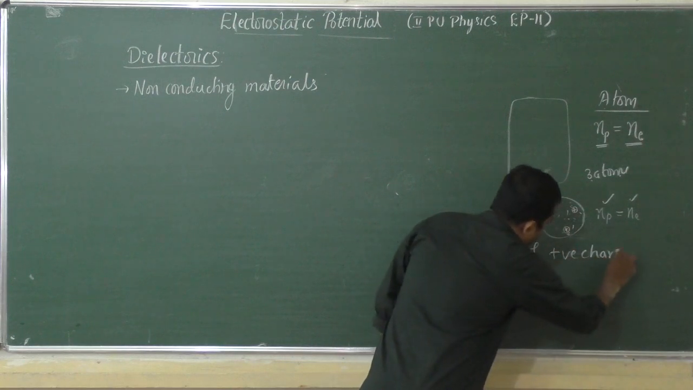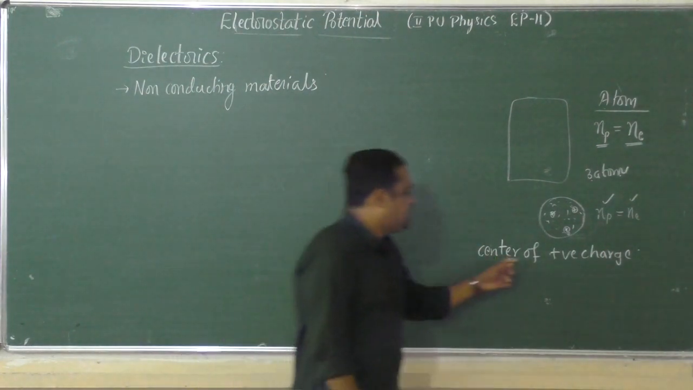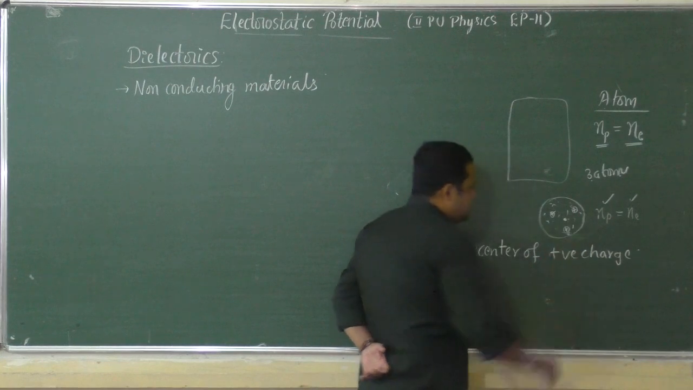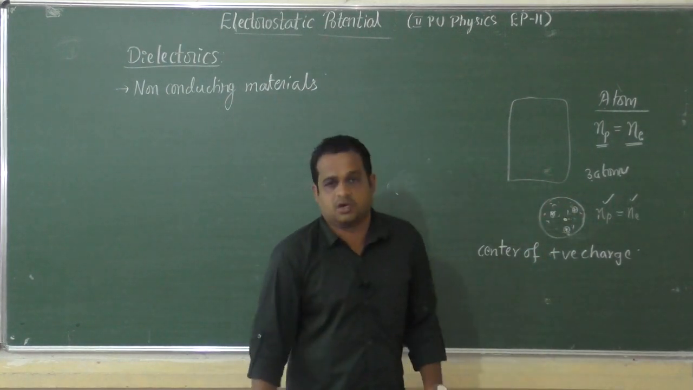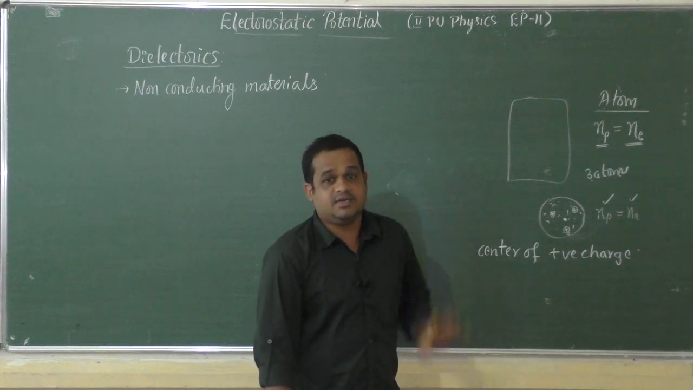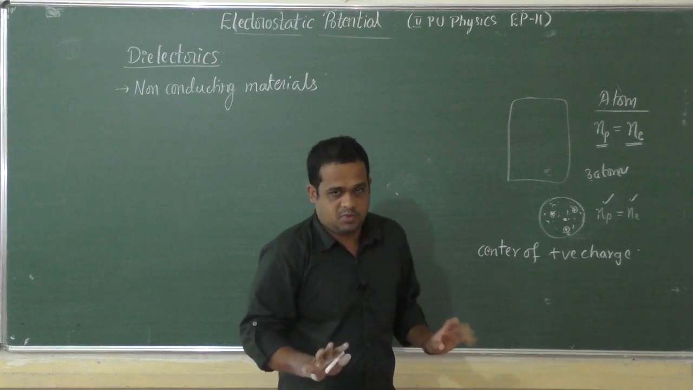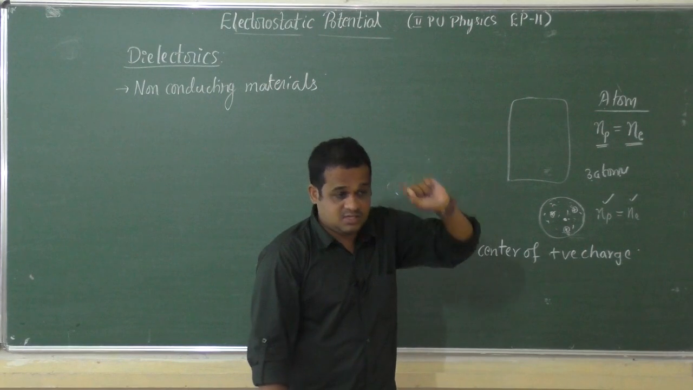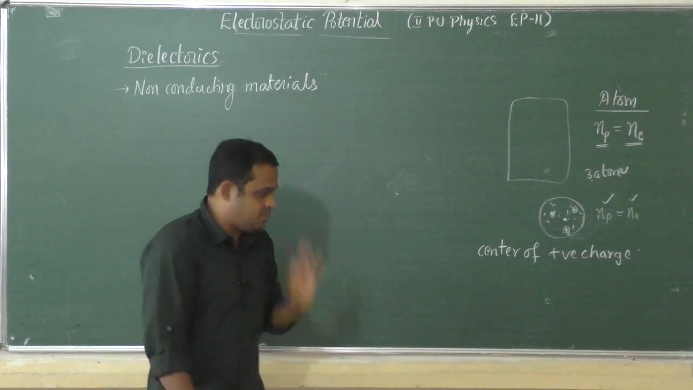Okay. In case of a molecule, we can consider 2 points. One is center of positive charge. That means we can imagine a point at which entire positive charge of this molecule is assumed to be concentrated. Same as center of mass in case of rigid body. Mass is distributed all over the rigid body, but we considered a point as center of mass at which we considered entire mass of rigid body is concentrated at that particular point.